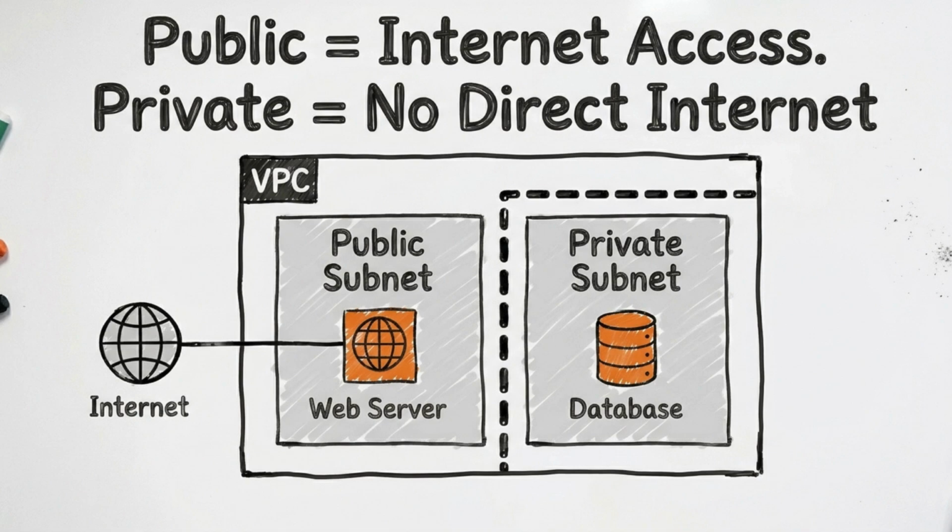Inside a VPC, you create subnets, that is, ranges of IP addresses bounded by an availability zone. You'll typically have two types: public subnets for resources that need internet access, like web servers, and private subnets for resources that should stay hidden, like databases or application backends.